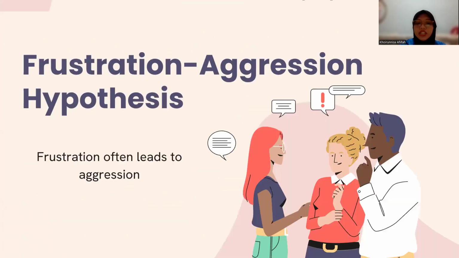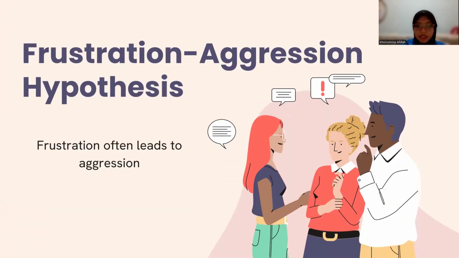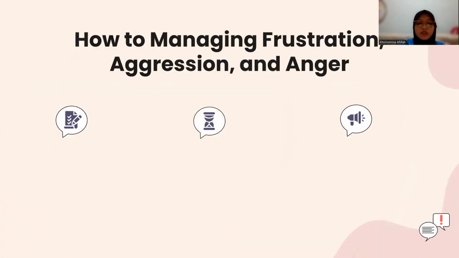And then the frustration-aggression hypothesis suggests that frustration often leads to aggression. This theory proposes that when an individual is blocked from achieving a goal, they experience frustration, which can lead to aggressive behavior. How to manage frustration, aggression, and anger?